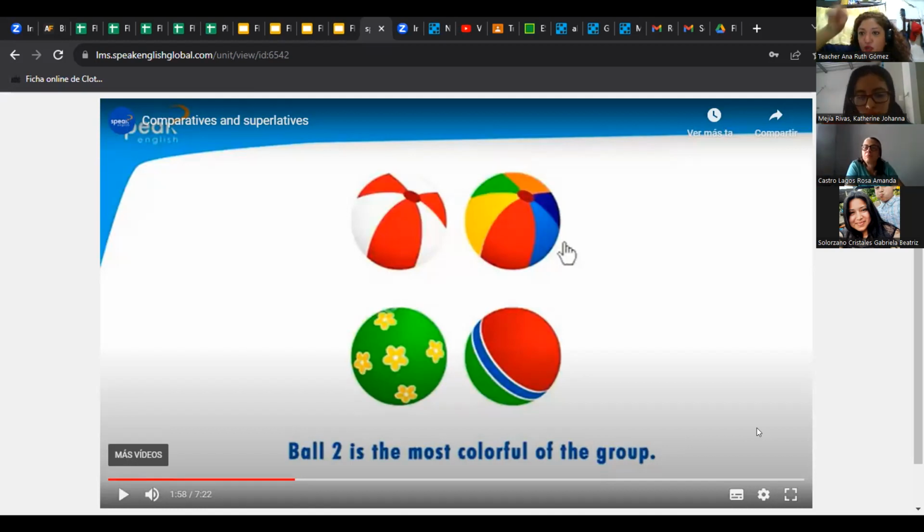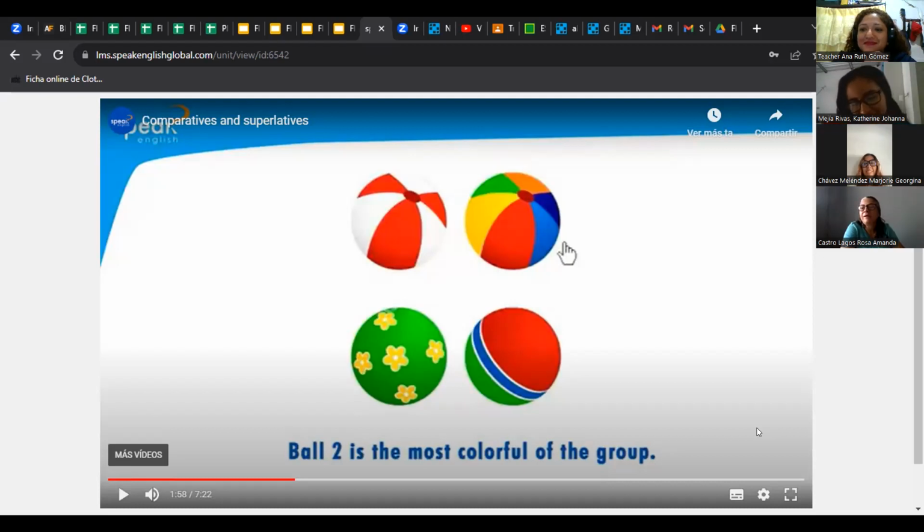For example, from this class, who is the most talkative? Eric is the most talkative in the group. Excellent, Amanda. Eric is the most talkative of the group. Who is, let me see, who is the tallest? Who do you think is the tallest?